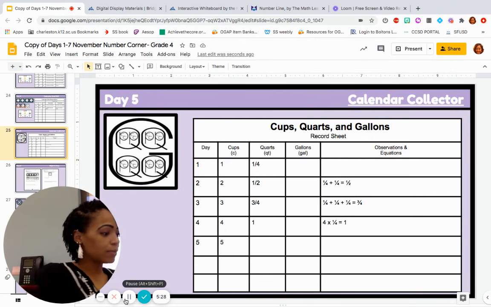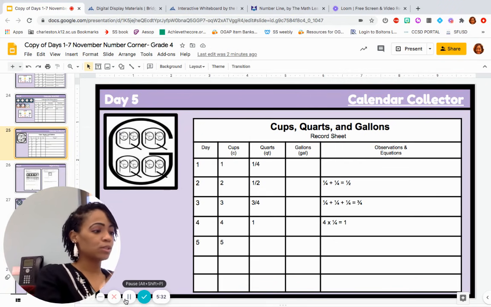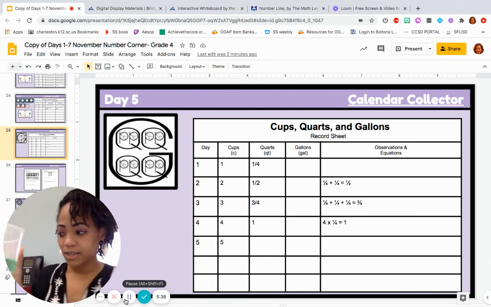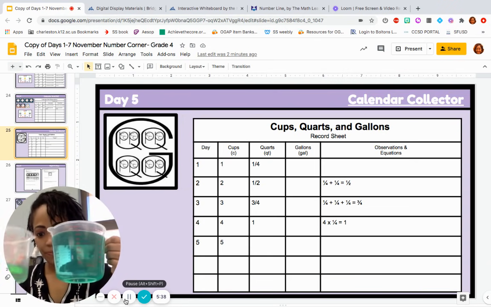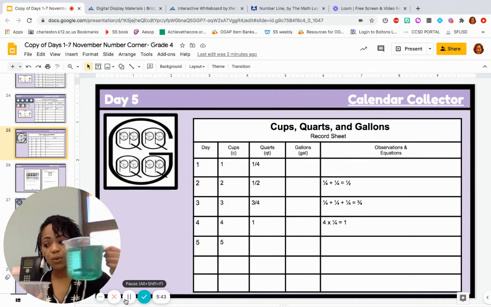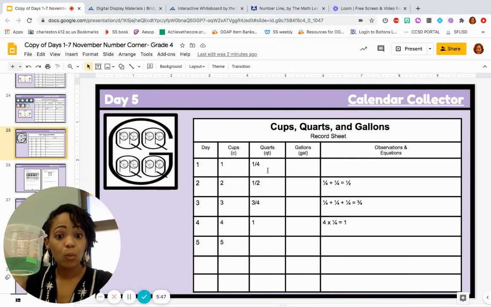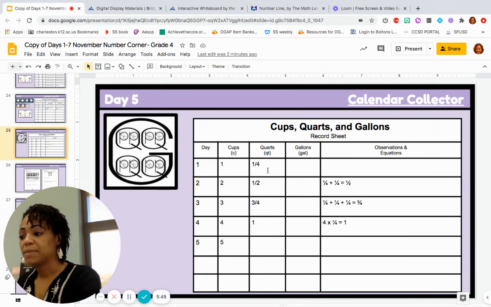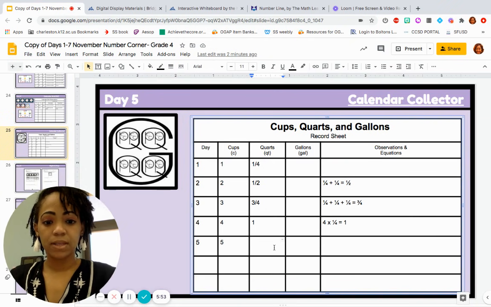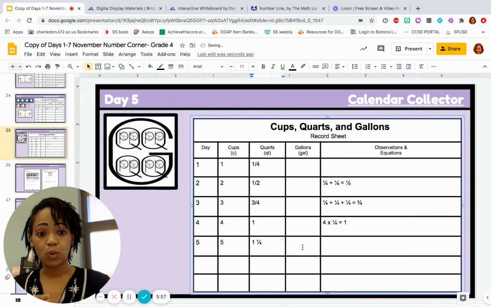So while I'm doing that, I want you to think about how many quarts do I have now? Here it is. How many quarts do I have? Right, I have 1 full quart, and we know a cup is worth, look up here, 1/4 of a quart. So that means I have 1 and 1/4 quarts.